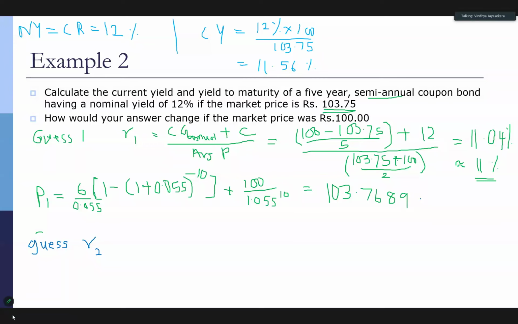So you need the price to come down. It's 103.76. We want 103.75. So I need the price to come down. Therefore, the rate must go up. So it should be higher than 11.